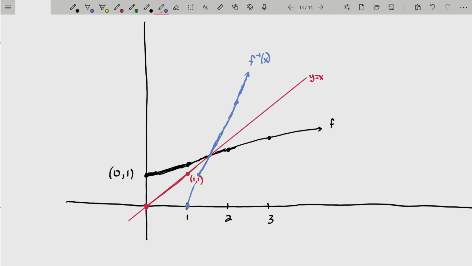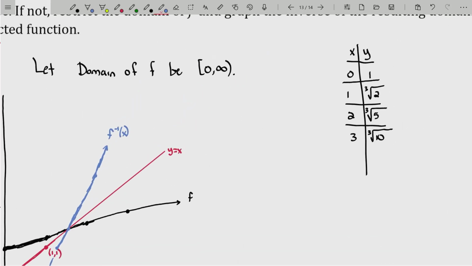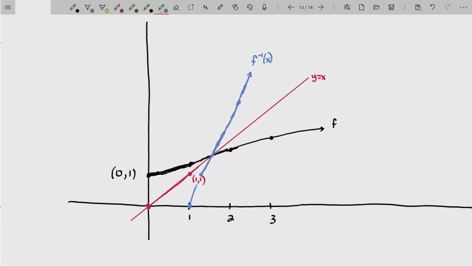The other way to graph, honestly, if you're handed a nice clean graph of f, is to plot the points in reverse order. But again, looking at this table of values, plotting those in reverse order would be just terrible because you're approximating what the cube root of 2 is, what the cube root of 5 is, what the cube root of 10 is. You're probably better off just to kind of chicken scratch that out. So that's a good way of graphing an inverse for a given function.